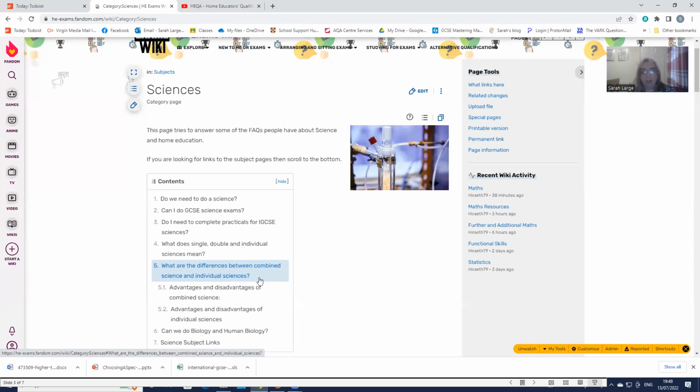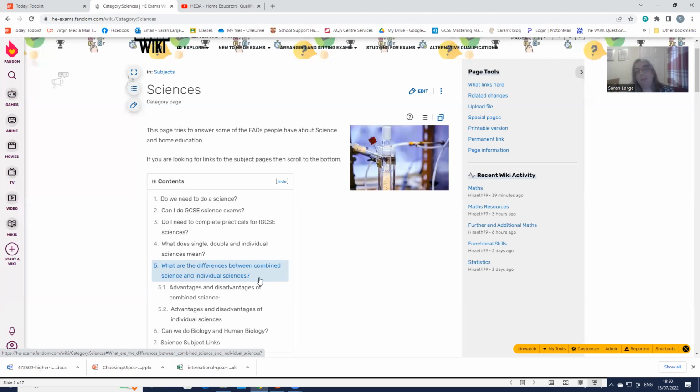Then you've got the individual sciences. Sometimes you hear people say we're doing triple science. Triple science actually isn't an award. And if anybody's on the exams group, they'll know that I get on my high horse with this. I sort of rant about this, mainly because I have to deal with candidates in exams as an invigilator when they're worried that they haven't got triple science written on their exam paper. So I do repeat quite often that triple science isn't a thing.